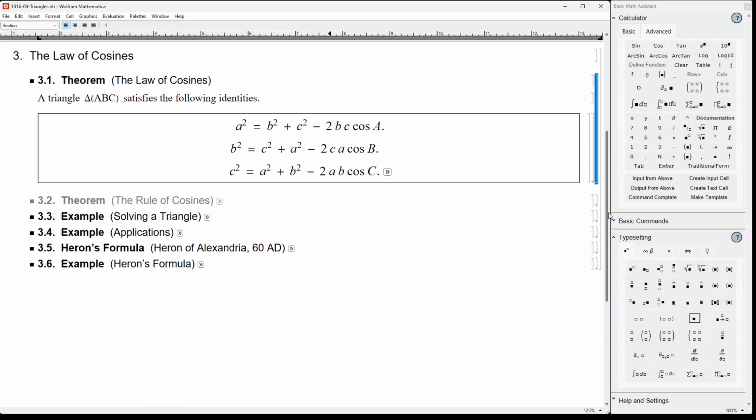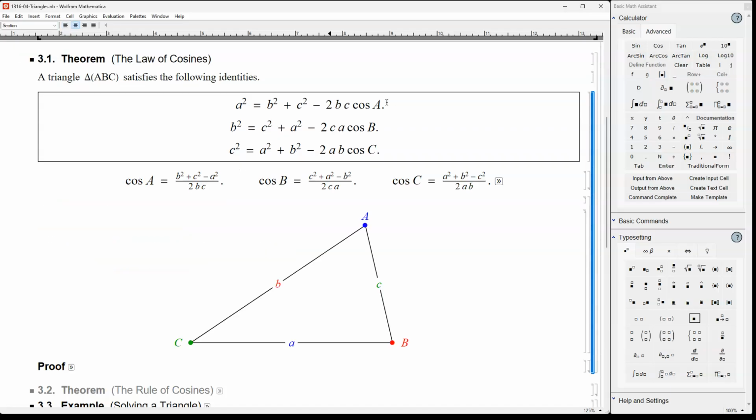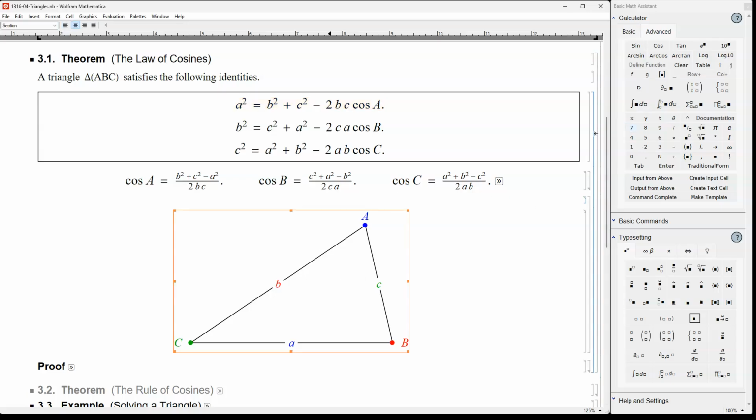How to utilize this? Well, we begin with the same kind of convention as before. Triangle A, B, and C, with capital A, B, and C representing the vertices and the internal angles, and the lowercase a, b, and c being the lengths of the opposite sides. Also pay attention to the color coding. Capital A and lowercase a, capital B and lowercase b, capital C and lowercase c are opposite of each other.